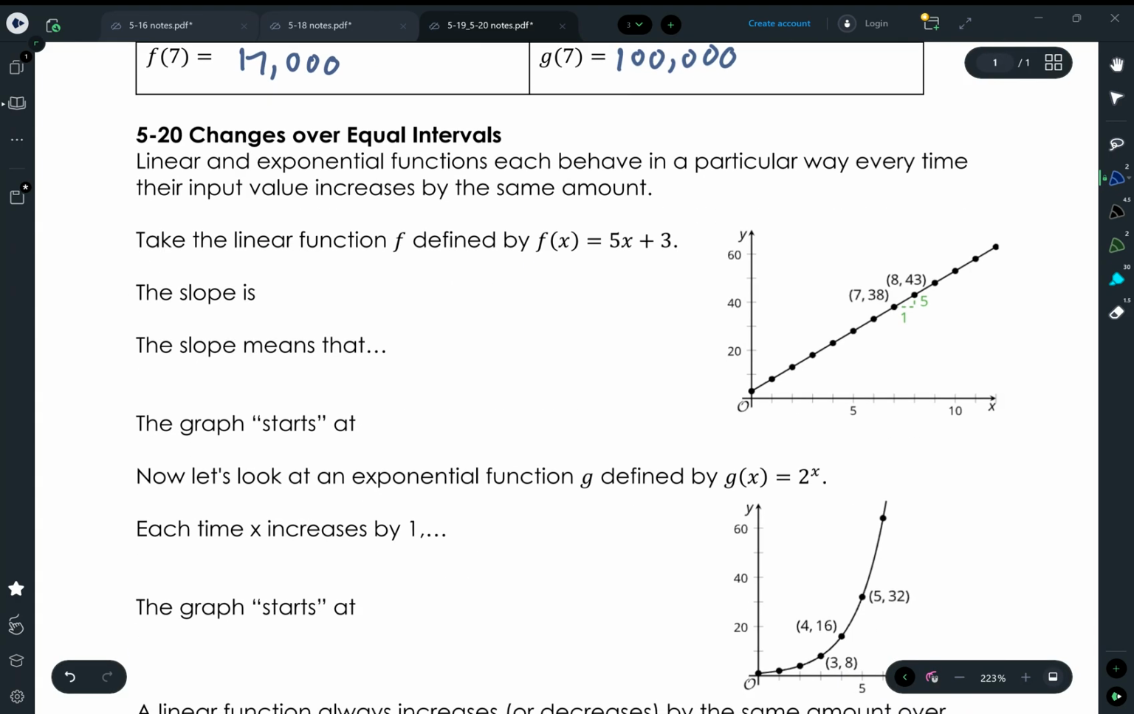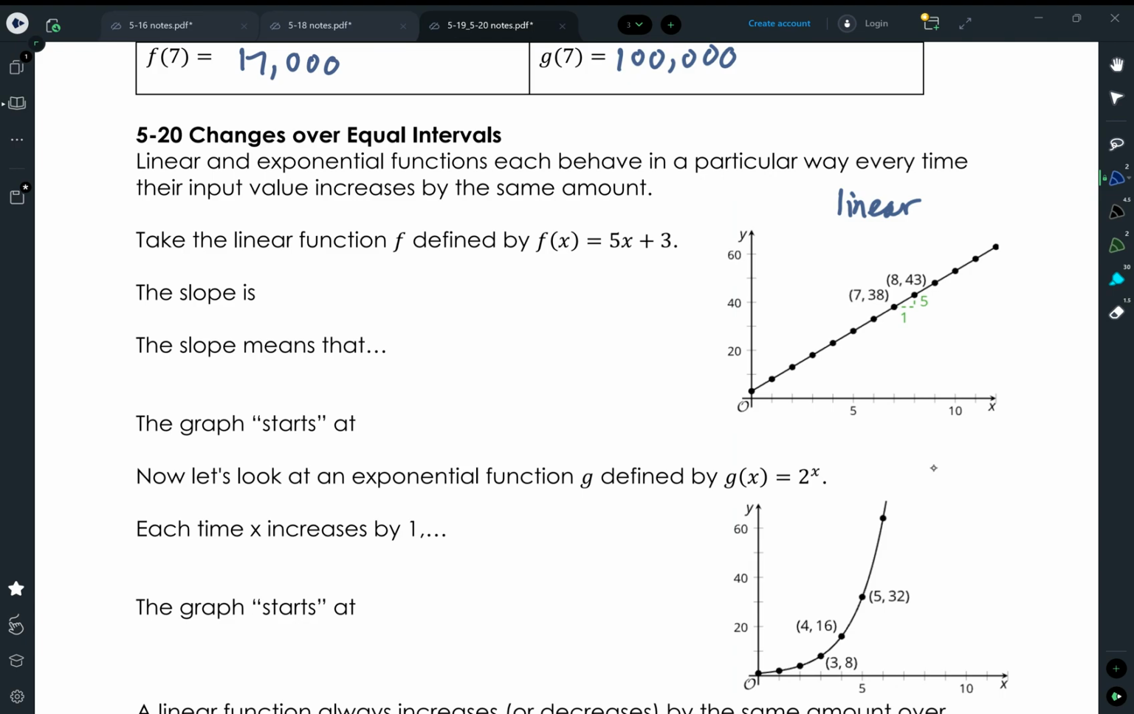So next we're looking at 520. We're also comparing linear and exponential functions here. I mean, we look at this one right here, that's a straight line. Right away we can tell that that's linear. That's literally what linear means. It means when you plot your points, you have a straight line.